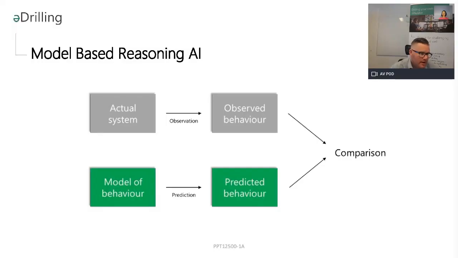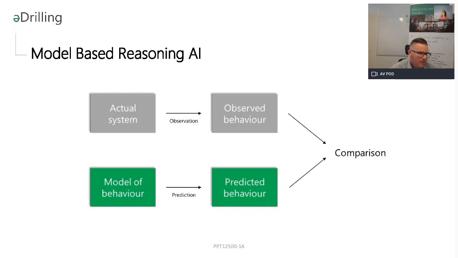Machine learning and artificial intelligence are quite big buzzwords in the industry at the moment, and they have shown value in many other industries. So I just wanted to talk a bit about what we do in artificial intelligence. We do a model-based reasoning artificial intelligence. That means that on the top here, you have the real system or the reality, where you have the actual system, and that is giving an observation with an observed behavior.